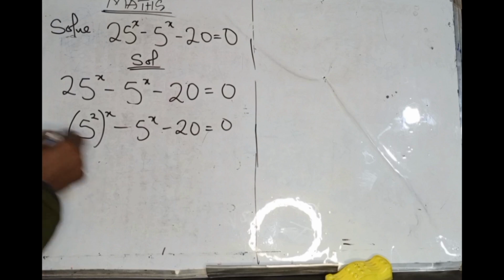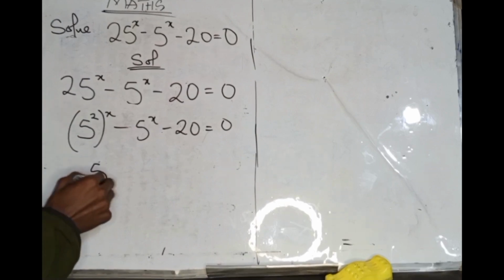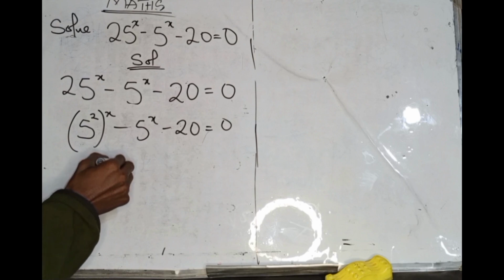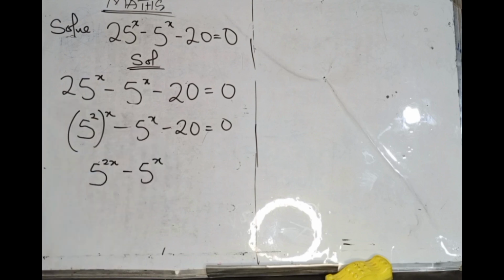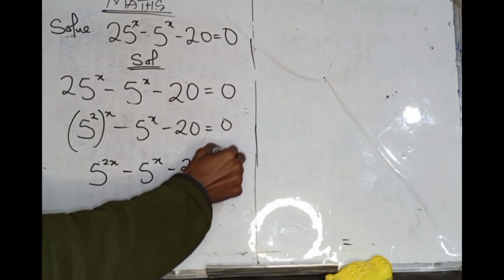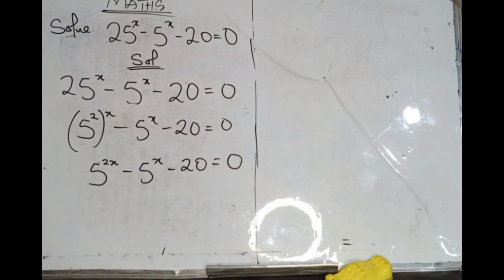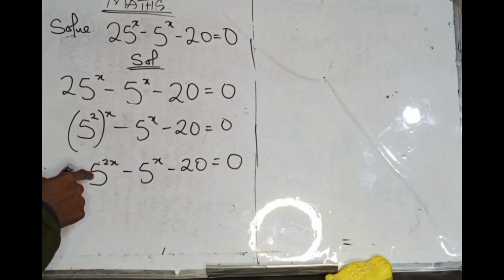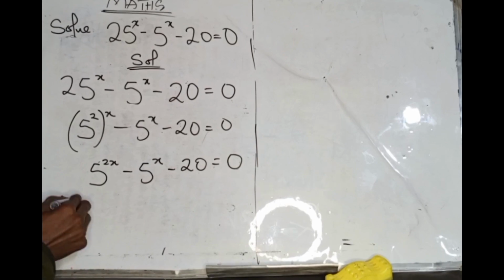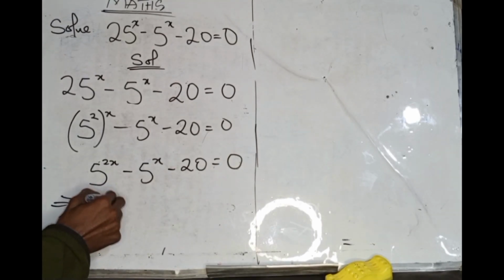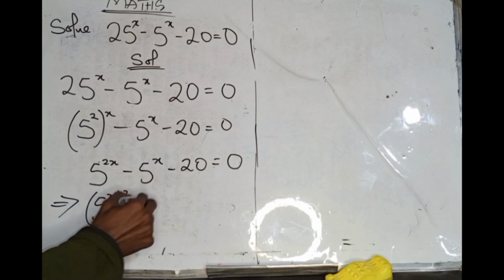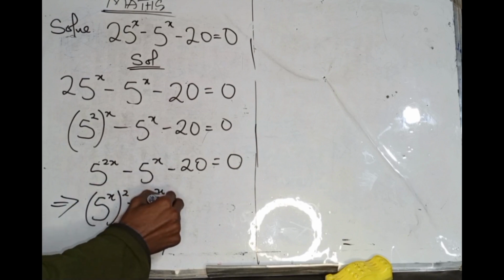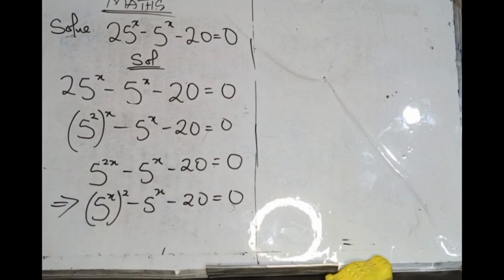Okay, now I can still move ahead by saying here is 5 raised to the power of 2 times x, which is 2x, minus 5 raised to the power of x, then minus 20 equals 0. Now remember, my aim is to recreate this 5 raised to the power of x in the very first term. So this can still imply 5 raised to the power of x, then power 2, minus 5 raised to the power of x minus 20 is equal to 0. So now I have 5 raised to the power of x here, 5 power x here as well.